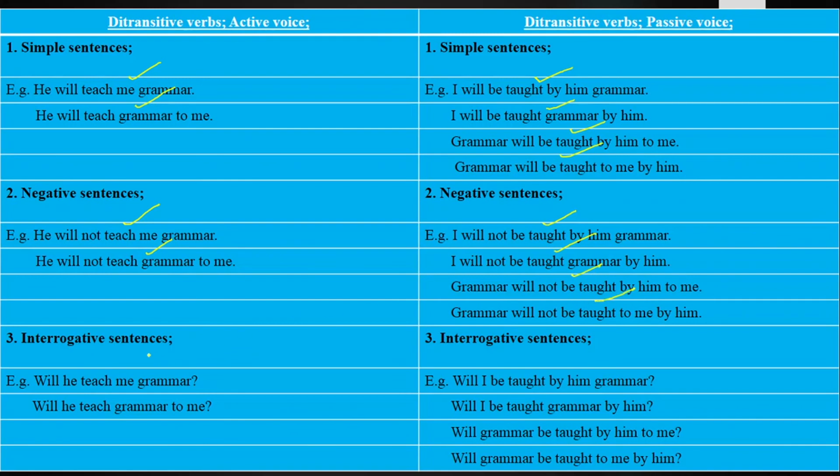Interrogative sentences are those sentences in which we put queries: will he teach me grammar, will he teach grammar to me, will I be taught by him grammar, will I be taught grammar by him, will grammar be taught by him to me, will grammar be taught to me by him. These are the interrogative sentences.